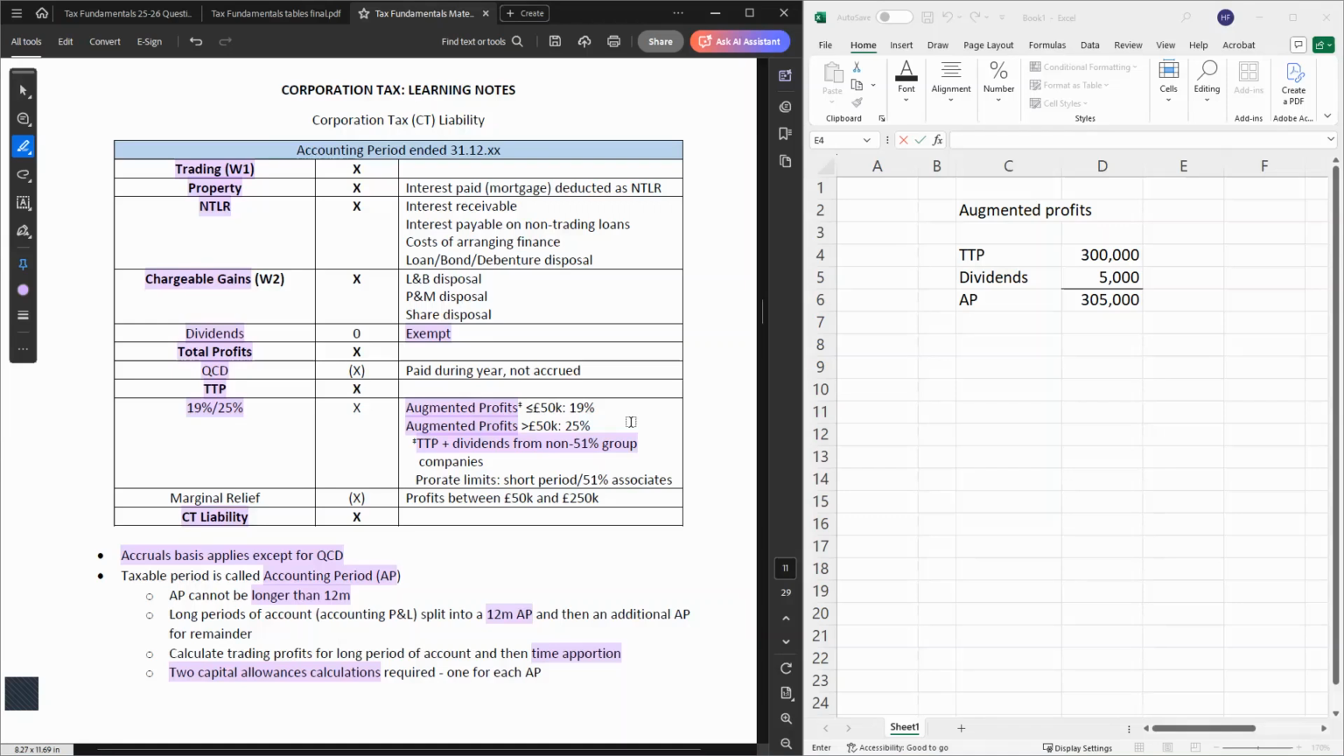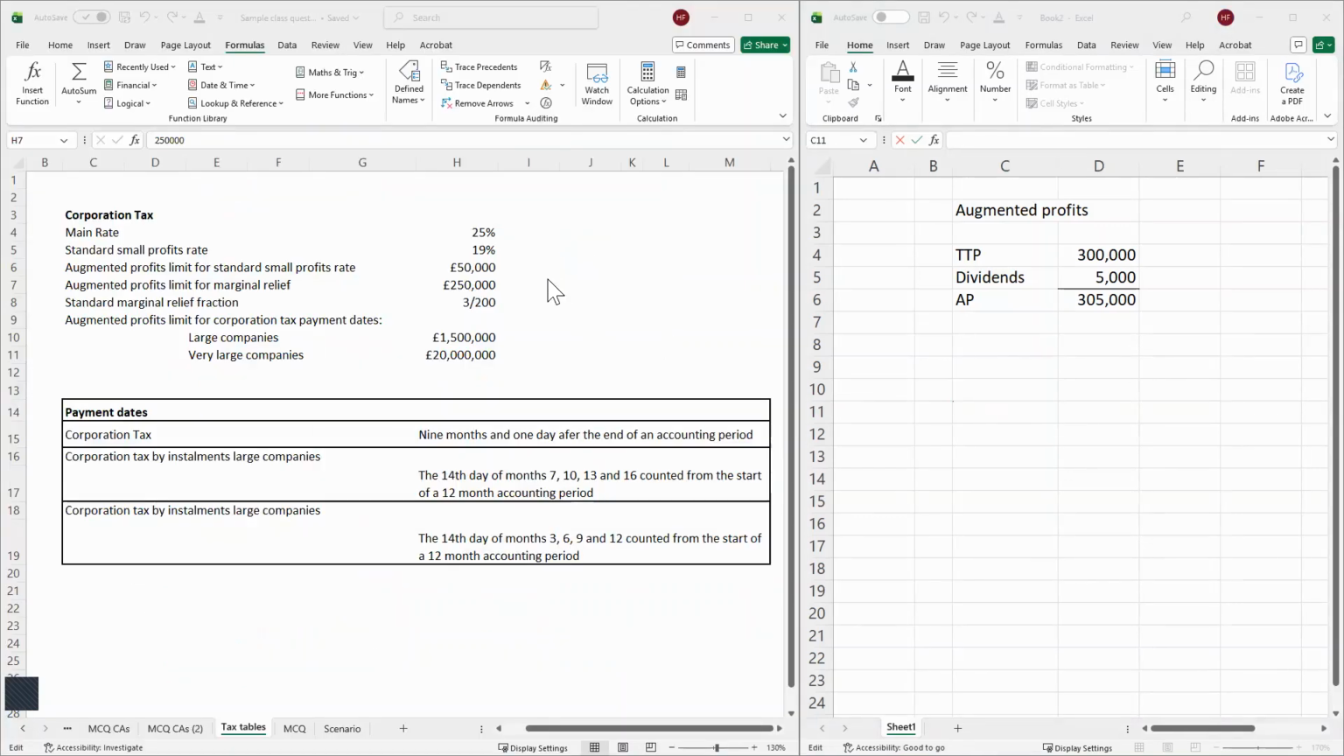So what the marginal relief calculation says is that if you have profits between £50,000 and £250,000, then your tax rate will gradually increase from 19% to 25%. So if your profits are close to £50,000, the rate will be near to 19%. But if your profits are close to £250,000, then the company's tax rate will be close to 25%. And this is all based on augmented profits. But anything over £250,000 is taxed at 25%, and there's no marginal relief.